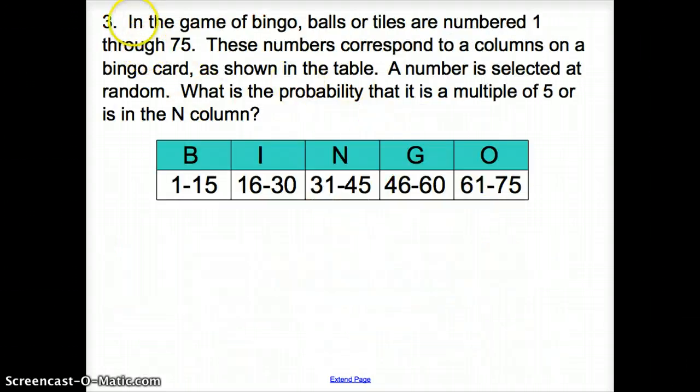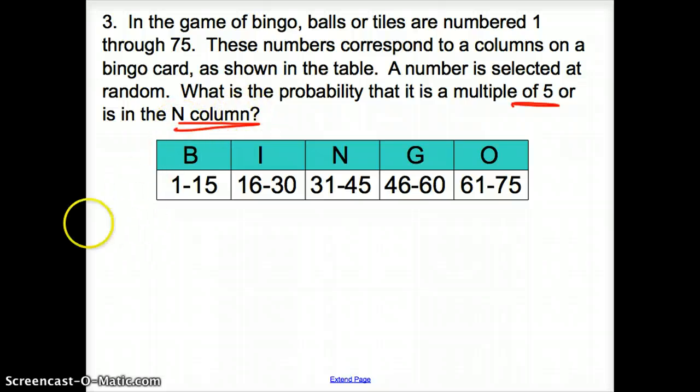Let's try one more. Here in the game of bingo, we have balls or tiles numbered 1 through 75. These numbers correspond to a column on the bingo card as shown in the table. So here are the numbers in each column. A number is selected at random. What is the probability that it is a multiple of 5, or in the N column?